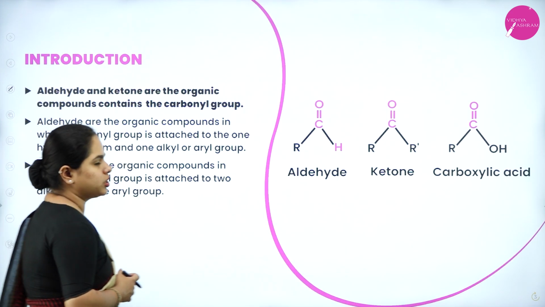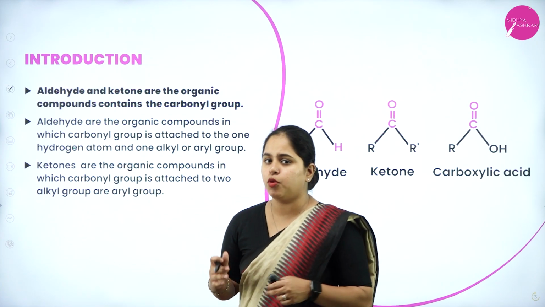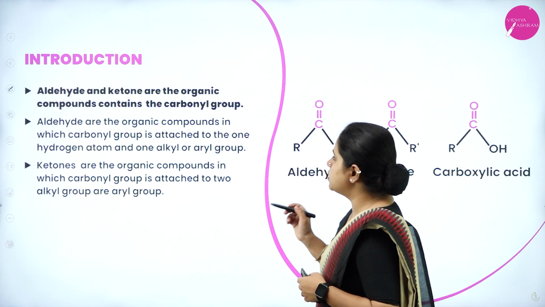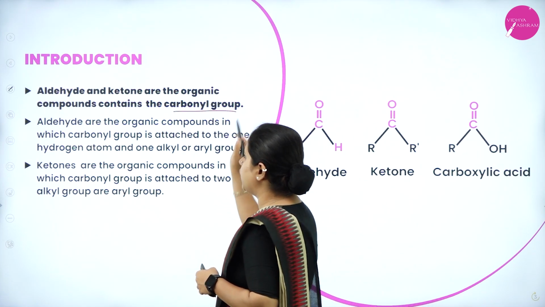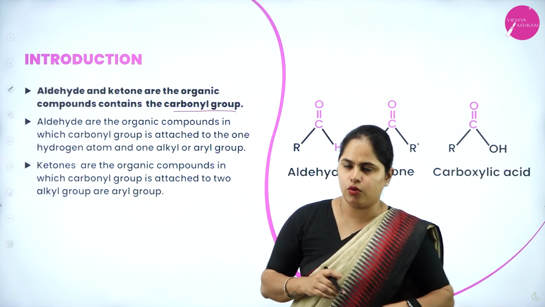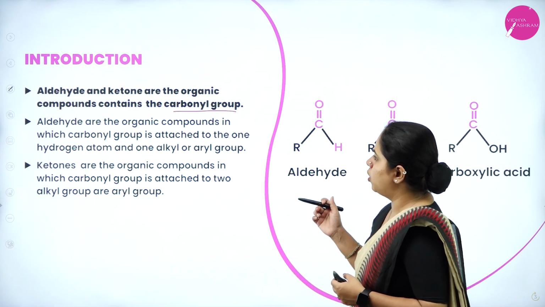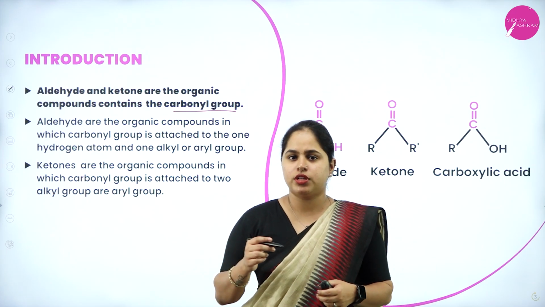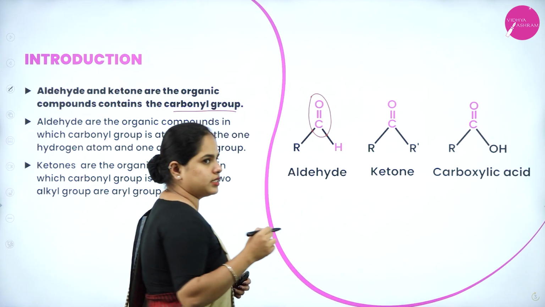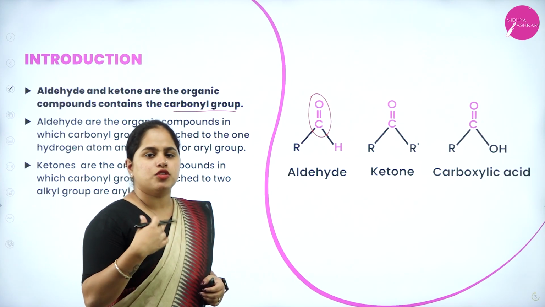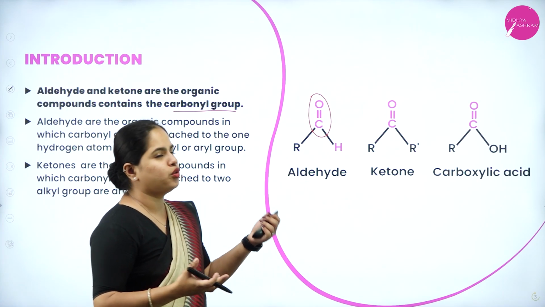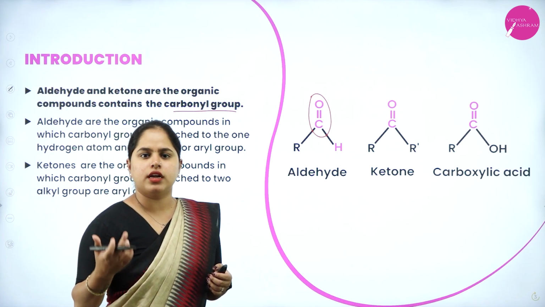So as an introduction, what are aldehydes and ketones? Carboxylic acids we are going to discuss towards the end. Aldehydes and ketones are organic compounds containing carbonyl group. Even carboxylic acid is the same, we'll discuss it later. What is carbonyl group? The C double bond O you can see. This is called carbonyl group. So the carbonyl group containing compounds are called carbonyl compounds. Your aldehyde, ketone, carboxylic acid, all of these are carbonyl compounds.